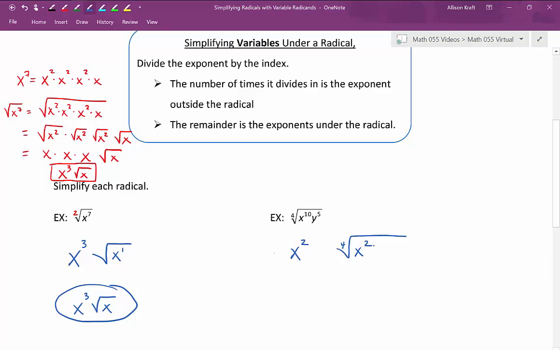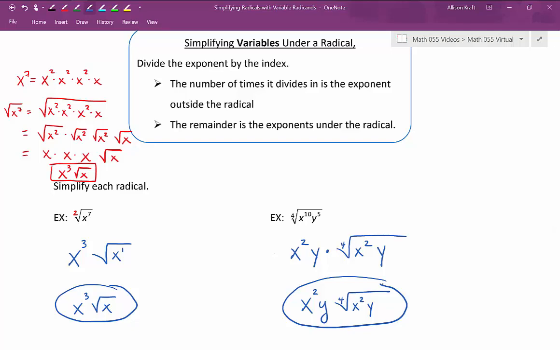We'll do the same with the y. 4 goes into its exponent of 5 1 time, so that's y to the 1st on the outside, with a remainder of 1, that's y to the 1st underneath. This operation is multiplication here. Guess we could write it a little bit nicer: x squared y times the 4th root of x squared y. Just be careful when you're writing that your index doesn't end up looking like an exponent. Make sure you get it tight there in the crook of the radical.